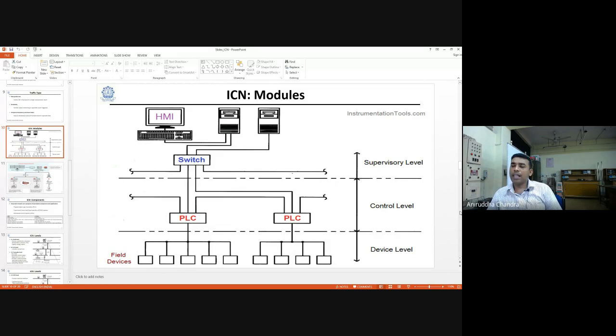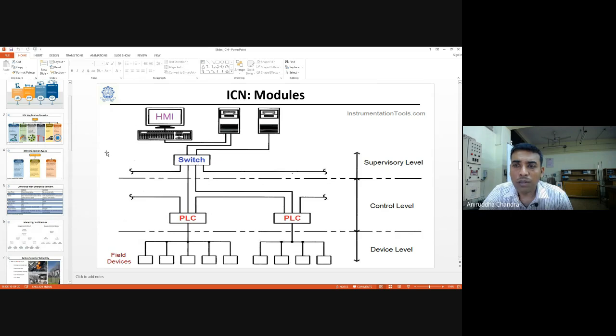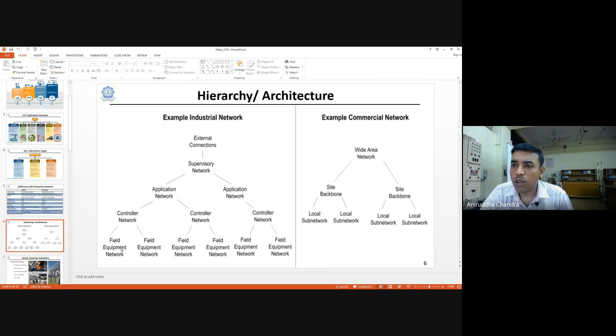Okay. In the industrial control network, we have this many modules mostly. We have generally 3 levels. I hope you remember this diagram. If not, I go back. I talked about the hierarchy: the field equipment network, controller network, application network, supervisory network, external connection, and so on.